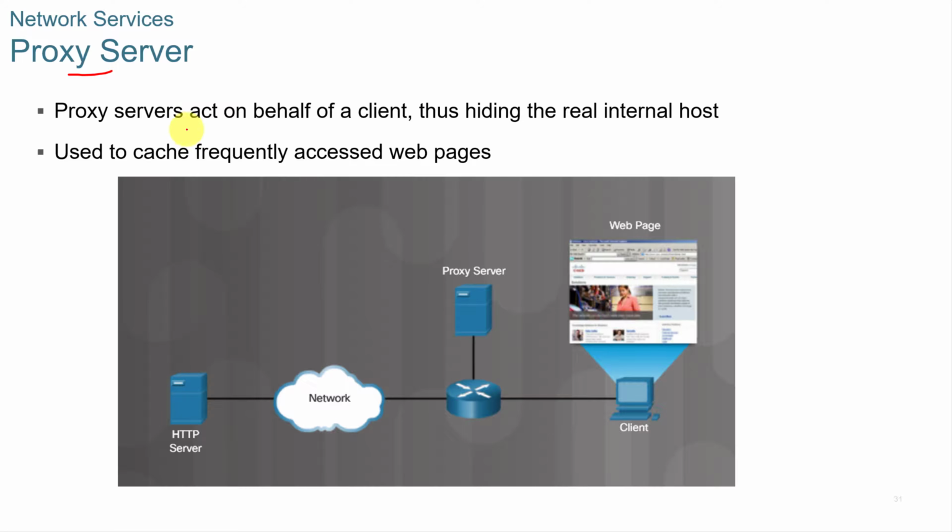You have a proxy server that acts on behalf of a client, thus hiding the real internal host. It caches frequently accessed web pages. So if there are a lot of web pages that get pulled down, the proxy server stores cached versions of those so that the client doesn't always have to go out to the internet and to the HTTP server. Say there are images on a web page. The proxy server will store those, and the client will pull those from the proxy server instead of going out to the main HTTP server.